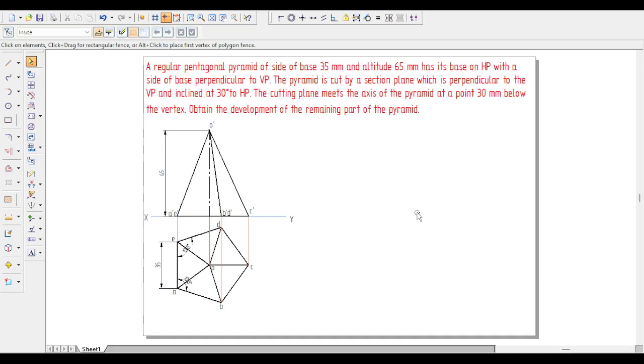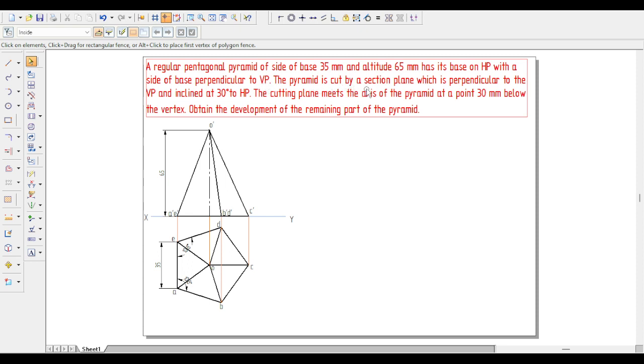Hi friends, let's draw a development problem of a pentagonal pyramid. The question is: a regular pentagonal pyramid of base side 35 mm and altitude 65 mm has its base on HP with a side of the base perpendicular to VP.